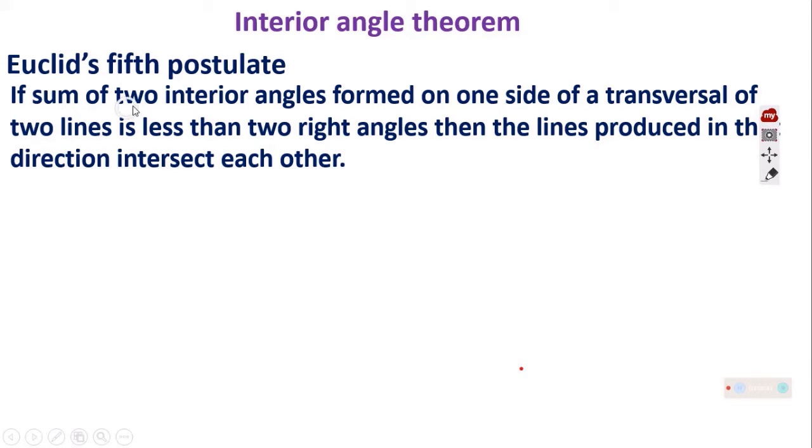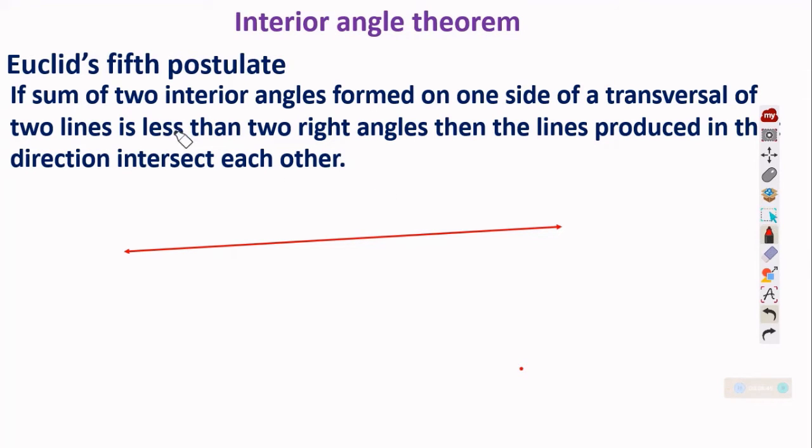If the sum of two interior angles formed on one side of a transversal of two lines is less than two right angles, then the lines produced in that direction intersect each other. I repeat, if the sum of two interior angles formed on one side of a transversal of two lines, there is no mentioning of parallel. If there are two lines, I'll show you.